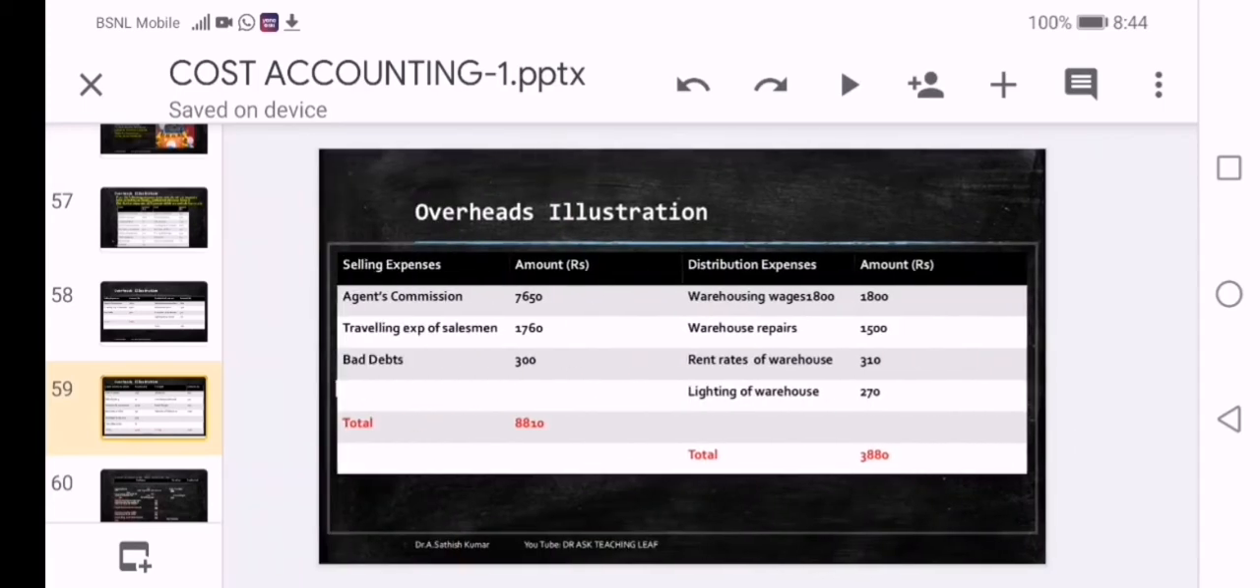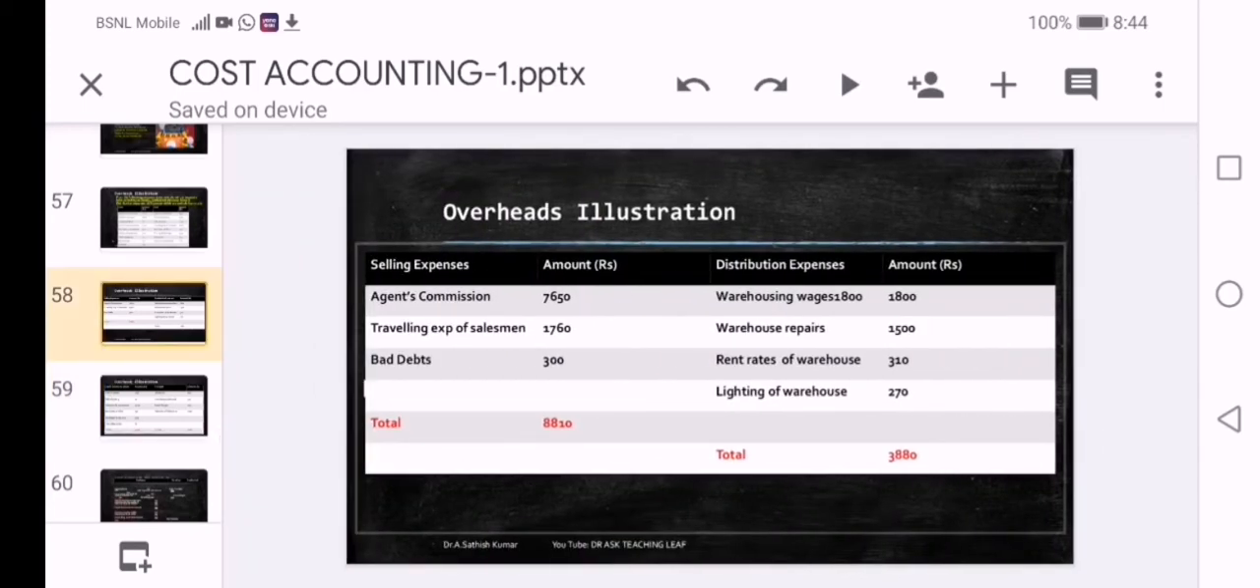Now where to include the bad debts? It looks like a financial expenditure, but bad debts arise out of credit sales. So it is purely related to sales. As it is a loss, it can be included in the overheads of selling. So selling expenses includes bad debts 300 rupees. Don't get confused about the bad debts. Whenever bad debts are there, just include them in the selling expenses overhead, as they are related to credit sales earlier.